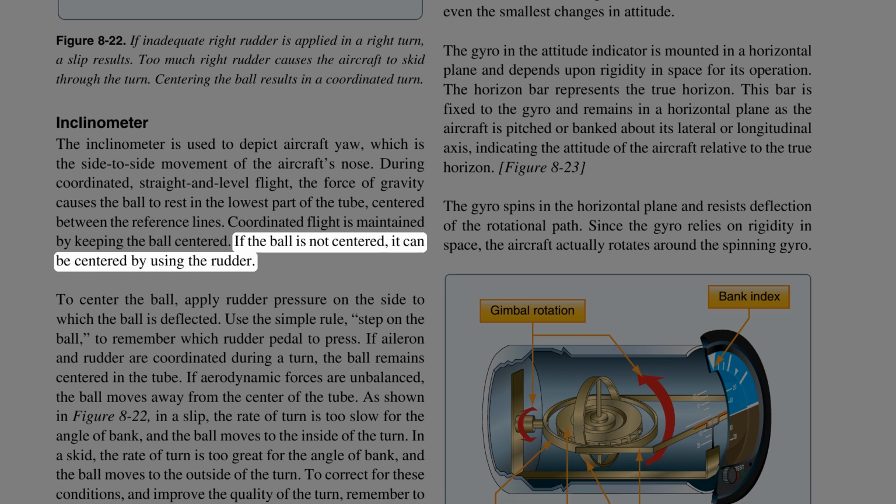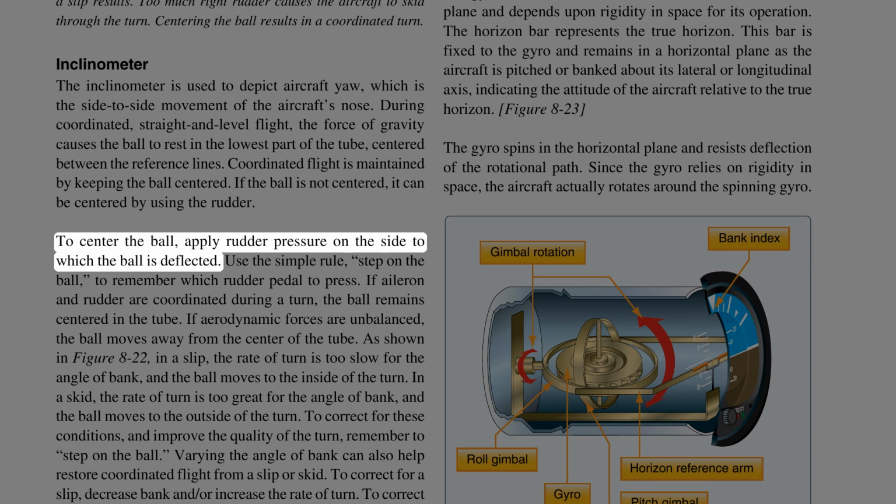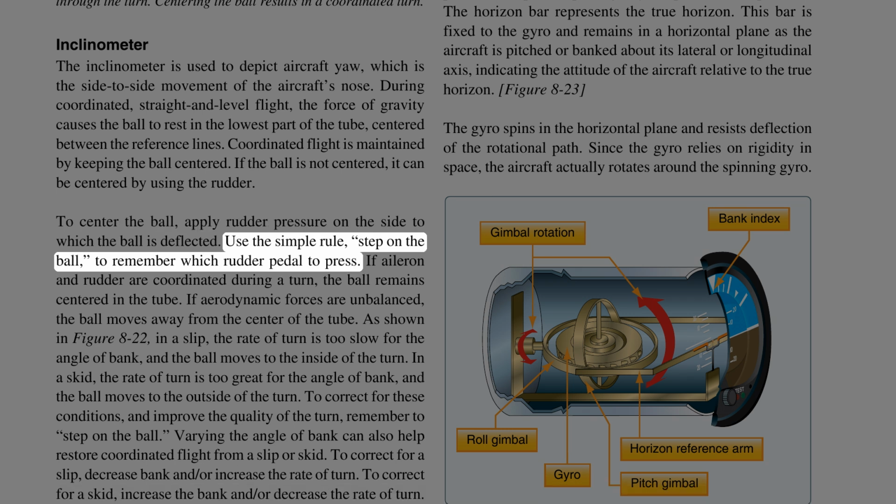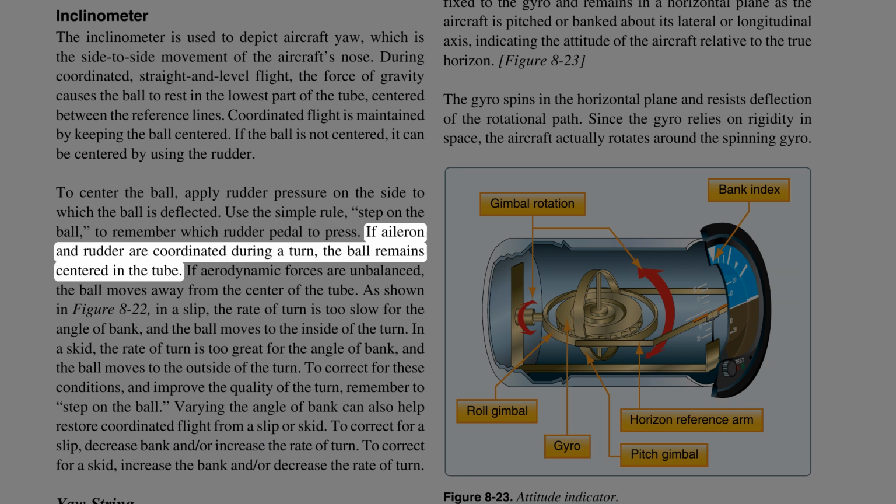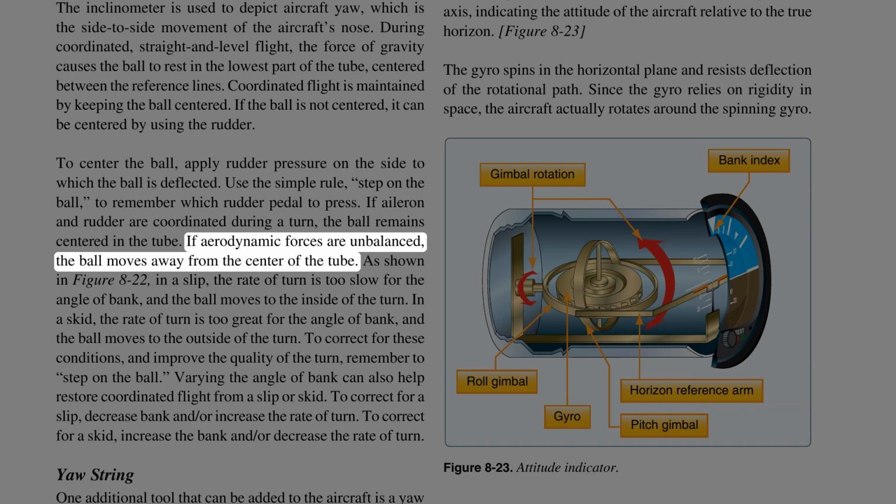If the ball is not centered, it can be centered by using the rudder. To center the ball, apply rudder pressure on the side to which the ball is deflected. Use the simple rule, step on the ball, to remember which rudder pedal to press. If aileron and rudder are coordinated during a turn, the ball remains centered in the tube. If aerodynamic forces are unbalanced, the ball moves away from the center of the tube.